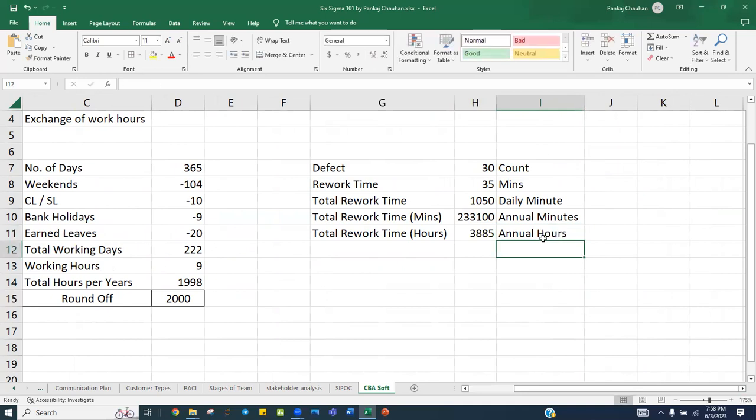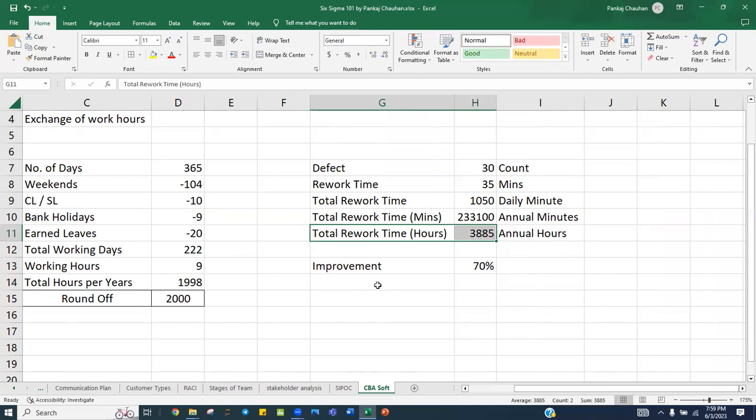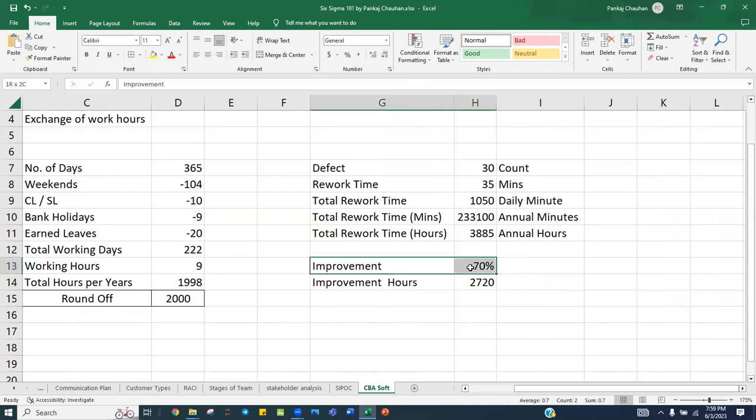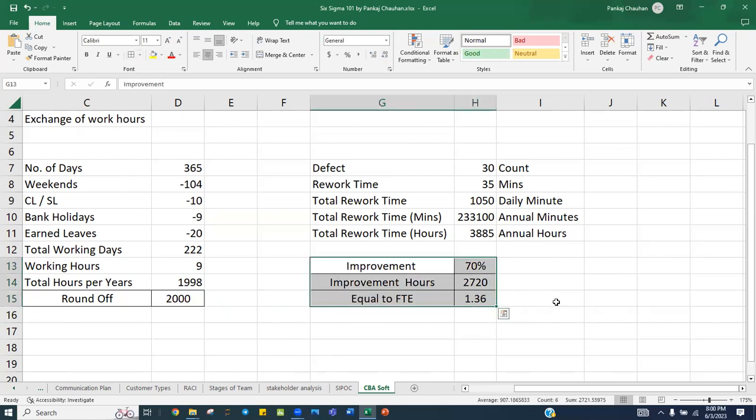Suppose you do some improvement in your process, and the improvement you did is, let's say, around 70%. So 70% of these rework hours will reduce. If you want to convert the improvement percentage to improvement hours, 70% of what? 3885 hours, which is around 2719 hours of the work you have improved. 70% improvement means this much of rework hours you have reduced. So this rework hours is equal to how many FTE? We will be dividing these rework hours, which we have saved, by the number of hours one person works every year. So this is almost 1.35 FTE equivalent work you have saved in a year by doing your improvement project.